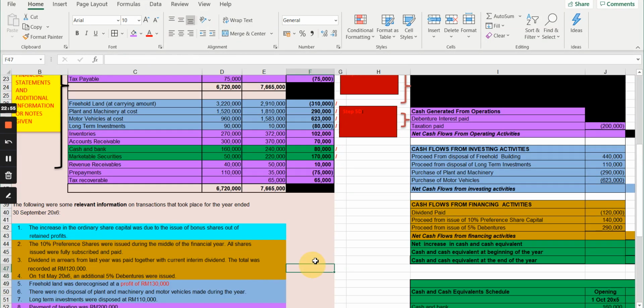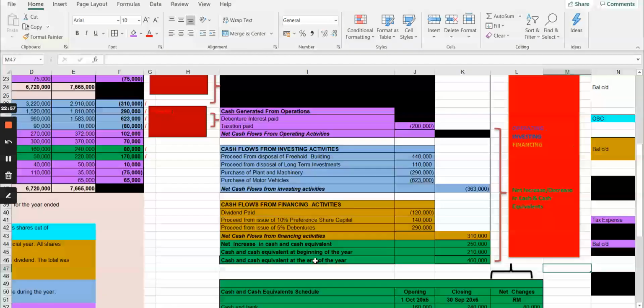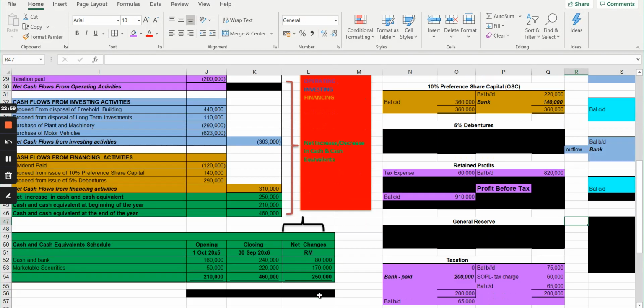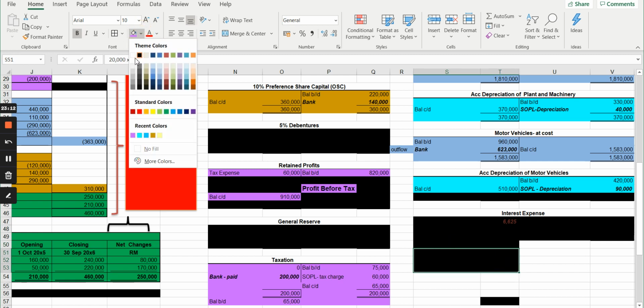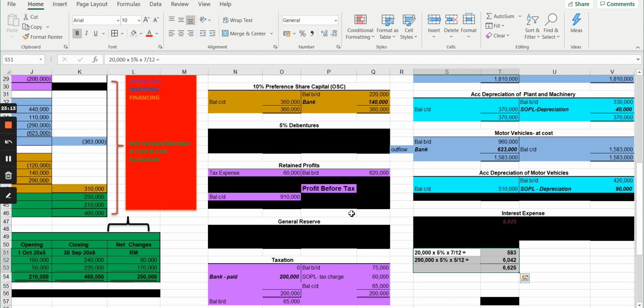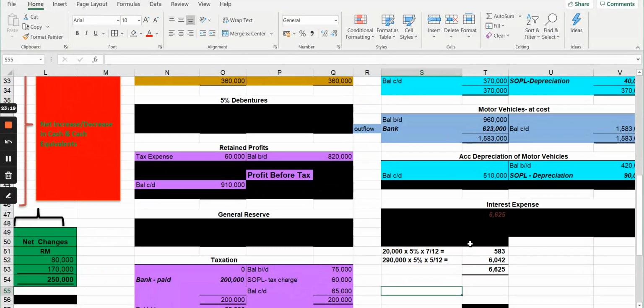So to calculate the debenture interest, you need to go and calculate it correctly. You are trying to find what is the debenture interest expense. It is not given. You can calculate it yourself. How? Here is some working for you to calculate the interest. You can see here at the bottom.